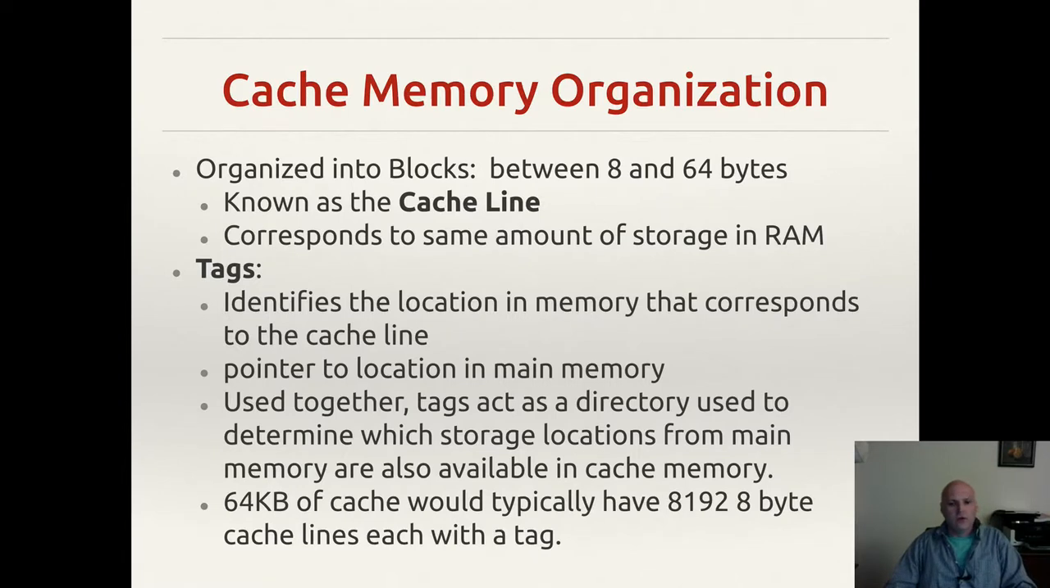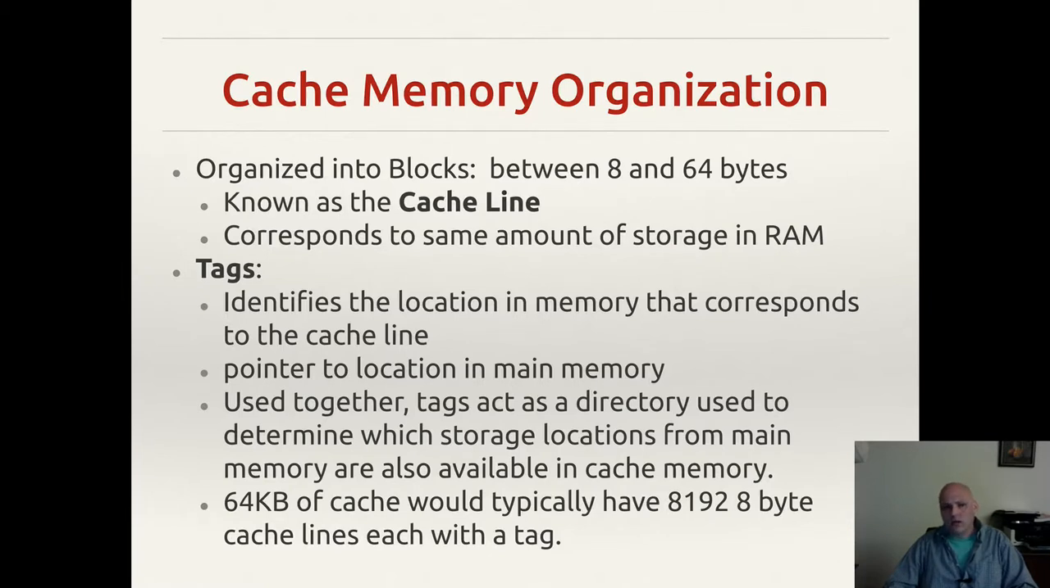Now, the way we identify these cache lines is with a tag. So basically, the tag just identifies the memory location that corresponds to the first item in the cache line. And because we know the size of the cache line, we know what other items would be in that cache line. So, for example, if the cache line has a tag of 0, that means that the first item in that cache line would be what's at memory address 0.